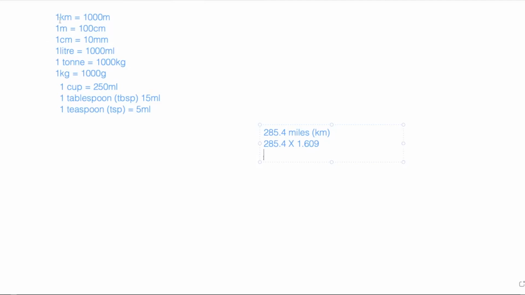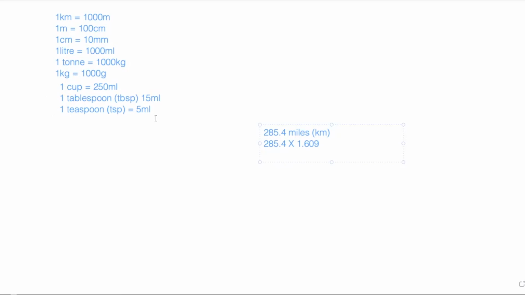You should know that a kilometer is 1,000 meters. Remember, kilo means 1,000. 1 meter is 100 centimeters. C is centi, which is 100. 1 centimeter is 10 millimeters. 1 liter is 1,000 milliliters. 1 ton is 1,000 kilograms, and 1 kilogram is 1,000 grams. And then also this, you should know this. 1 cup is 250 milliliters. 1 tablespoon is 15 milliliters, and 1 teaspoon is 5 milliliters. We need to know this.